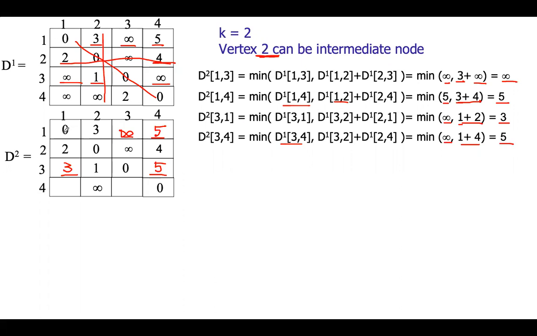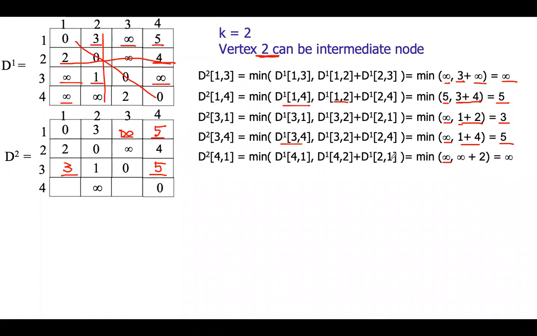Next, I need to find out 4 to 1, the distance from 4 to 1. Distance from 4 to 1 is equal to minimum of 4 to 1. Previous value was infinite, I will write down infinite here. And then 4 to 2 and 2 to 1. We are going through vertex 2. 4 to 2 is infinite and 2 to 1 is 2. So 2 plus infinite is infinite, and minimum of infinite is infinite itself.